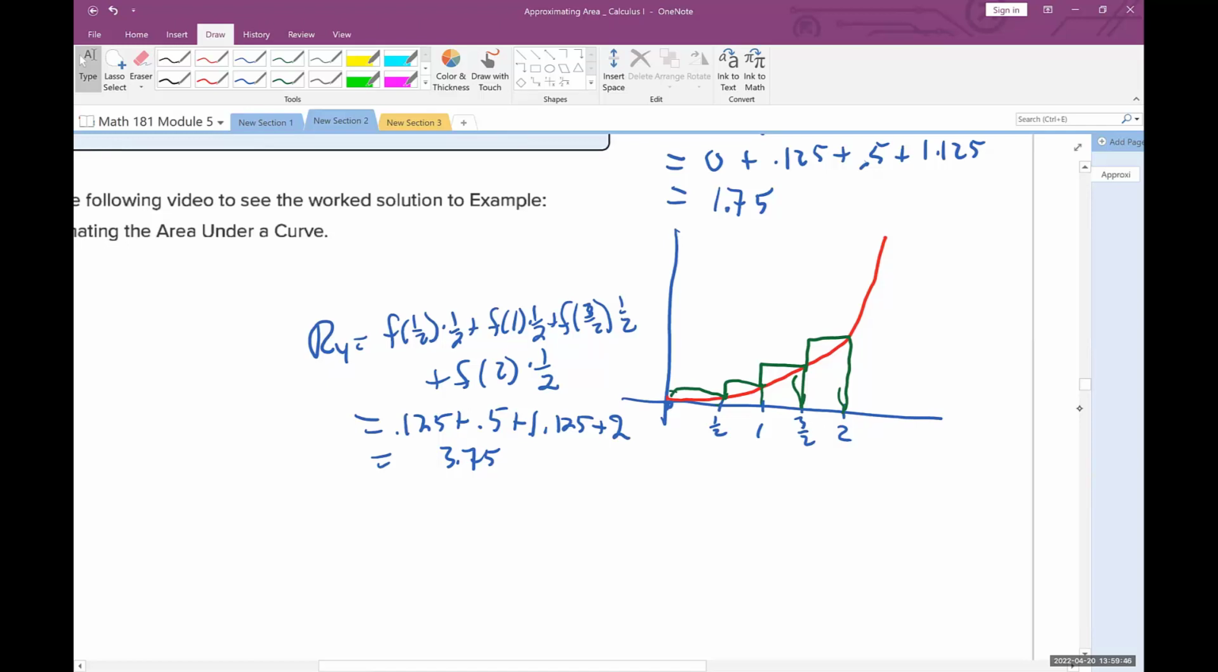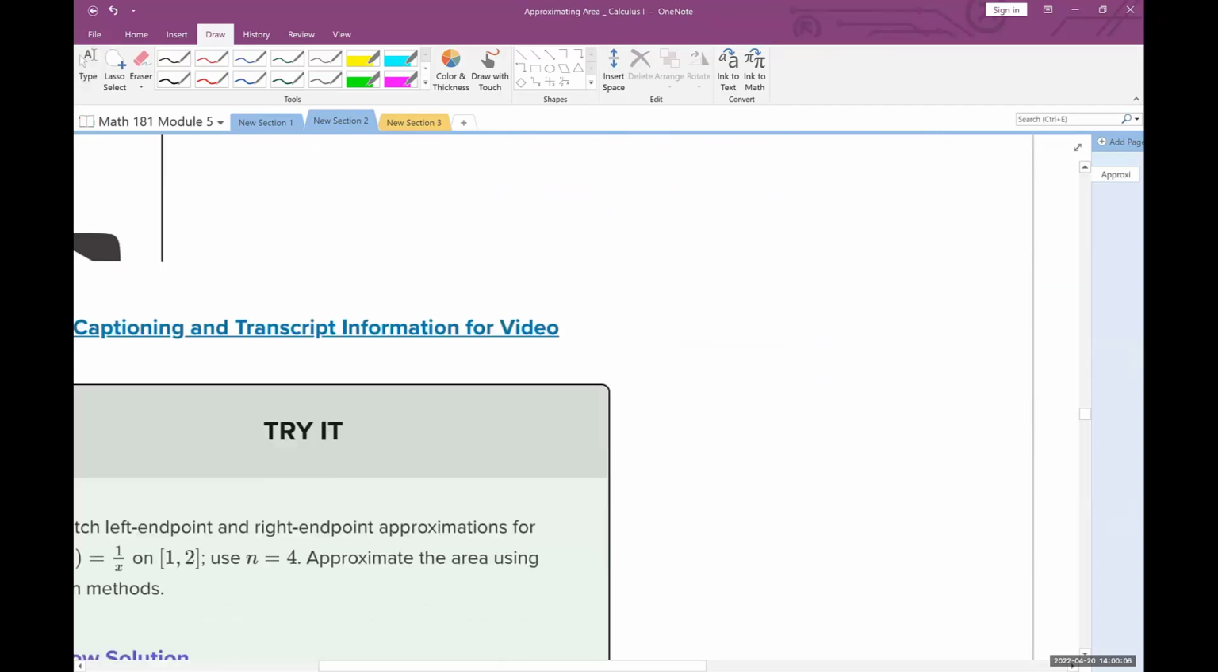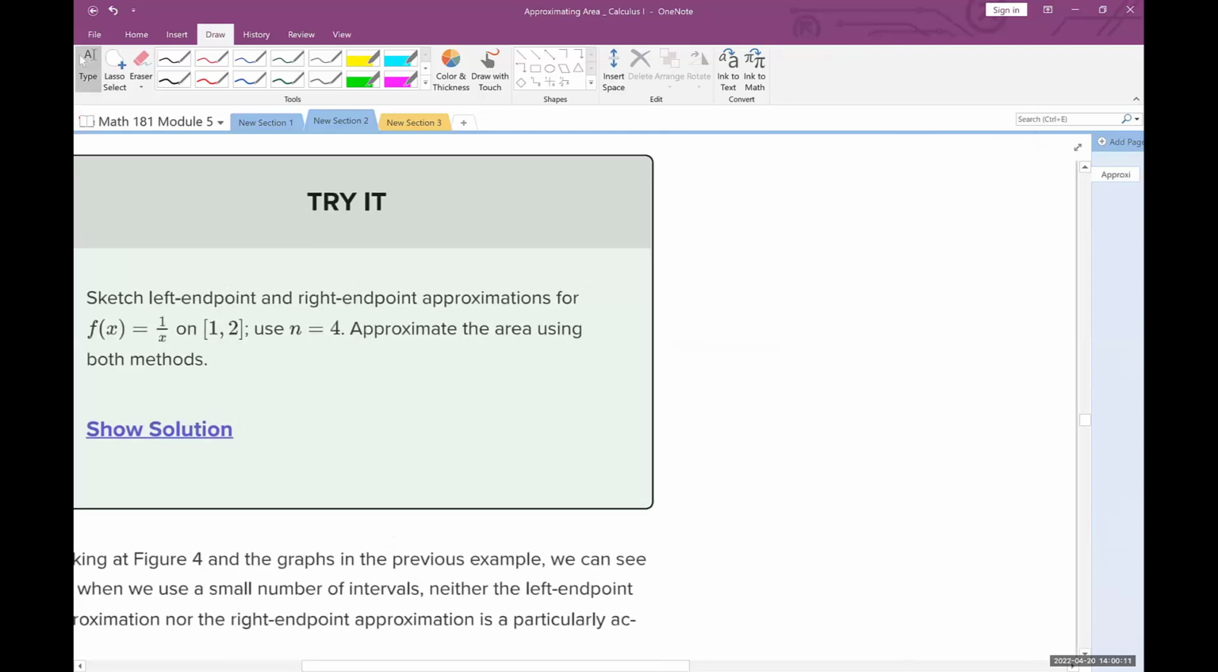So the next one we're going to do is f of x equals 1 over x on the interval from 1 to 2 with n equals 4 again. So we're going to start writing that down. And we're going to do both the left and right endpoint approximations. Okay. So in this one, sketch left endpoint and right endpoint approximations for f of x equals 1 over x from 1 to 2 and n equals 4. So our delta x is going to be 2 minus 1 over 4, or 1/4.